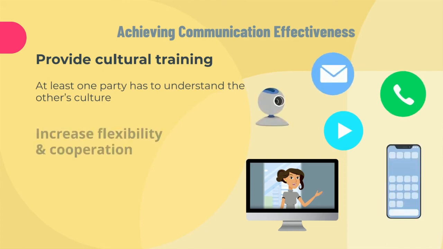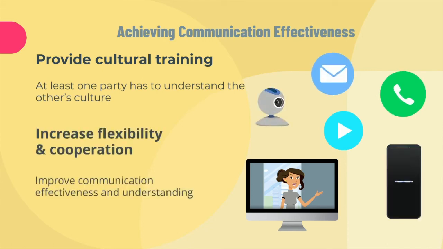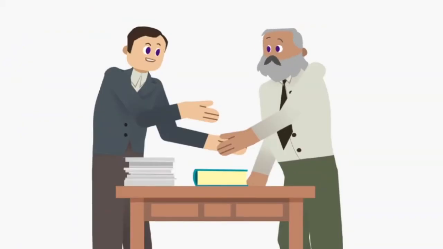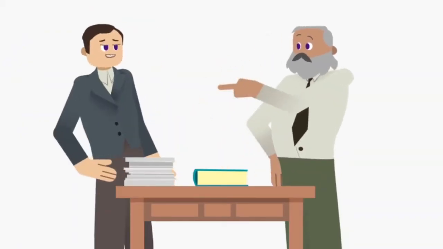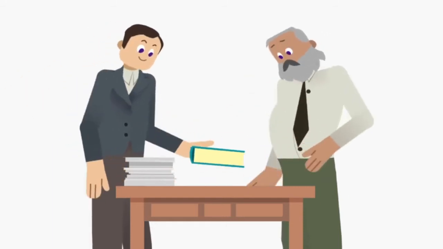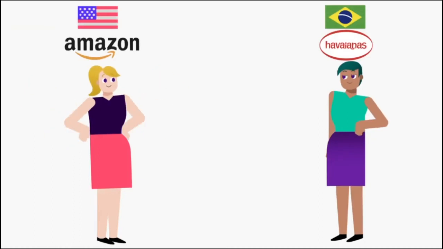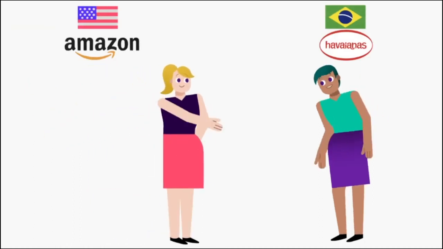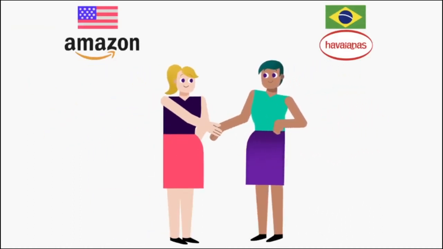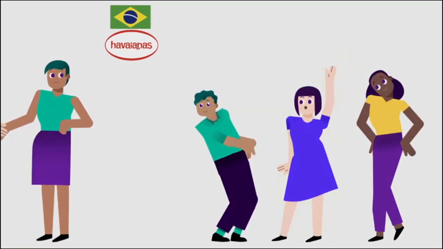Increase flexibility and cooperation. This is to improve effectiveness in communication and understanding and cooperation. Each party must be prepared to give a little. For example, the case of International Computers Limited in Japan urges its people to strive for successful collaboration in their international partnership and ventures by focusing on effective communication.